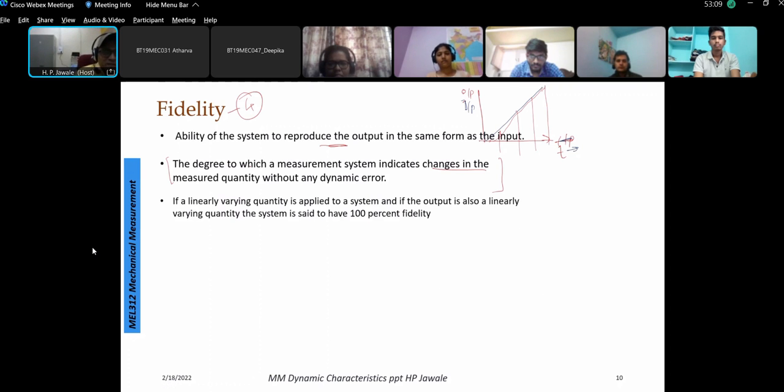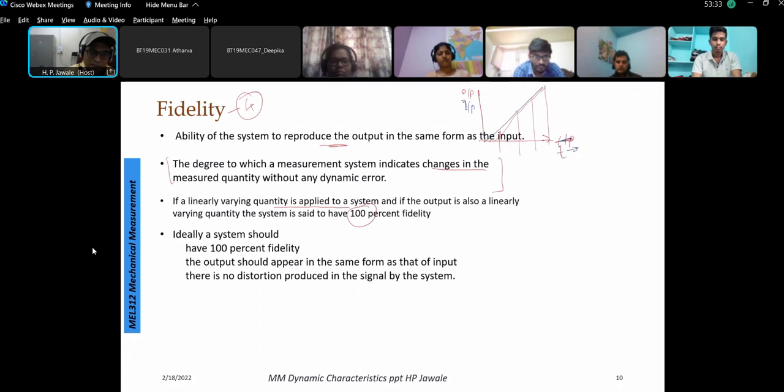Then if a linearly varying quantity is applied to the system, say as the example I just took, and the output is also a linearly varying quantity, then the system is said to have 100% fidelity. It's very obvious that the blue line and red line are overlapped or moving very close and parallel to each other. Then we say that the fidelity is 100%. Ideally, that's what we said, it should be 100% fidelity. The output should match very closely or exactly to the input.